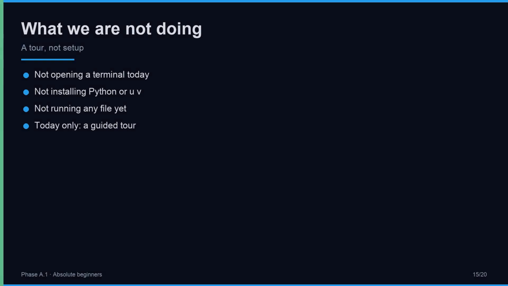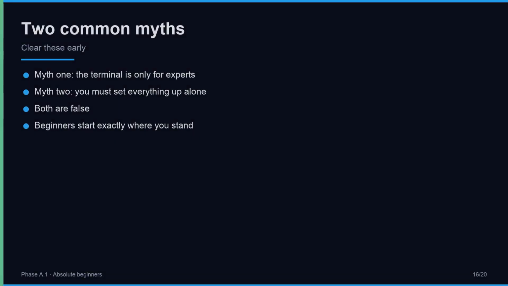Steady ground. To keep this lesson honest, here is what we are not doing. We are not opening a terminal. We are not installing Python or UV. We are not running any file. This lesson is a guided tour, a walk past the tools so you recognize them later. If you finish knowing the names terminal, interpreter, UV, and VS Code, and roughly what each one is for, then the tour did its job and you are ready for the next idea.